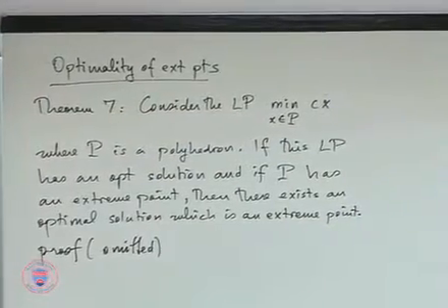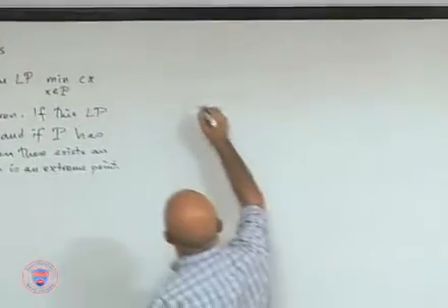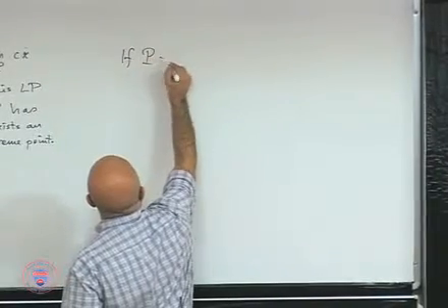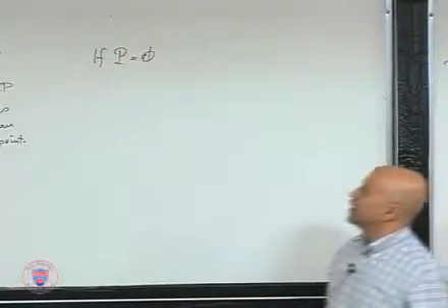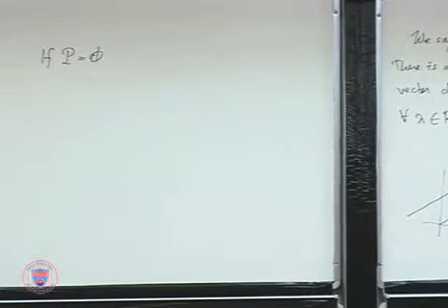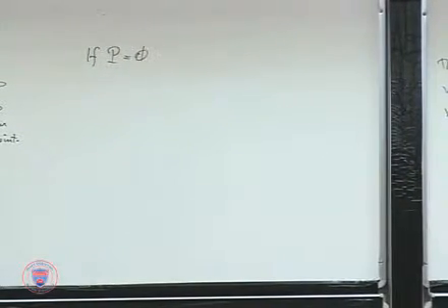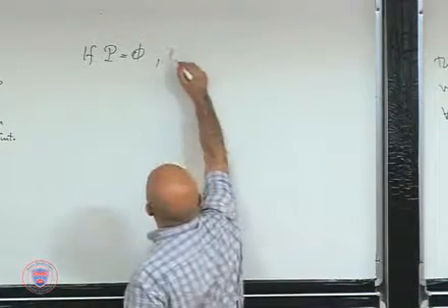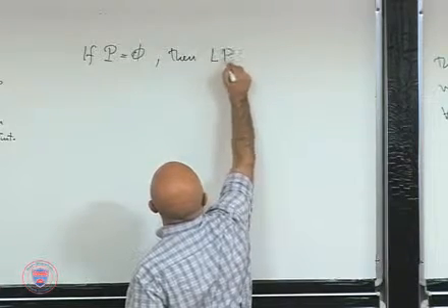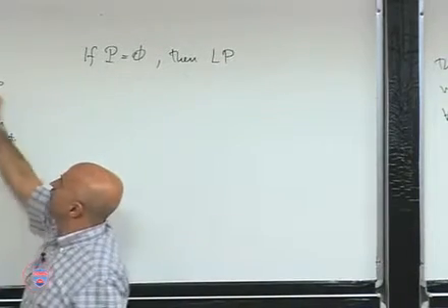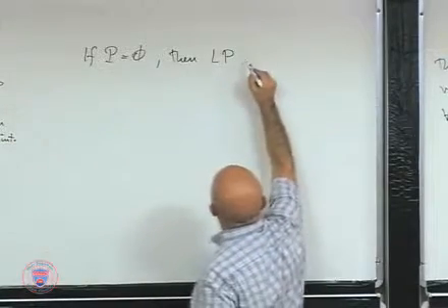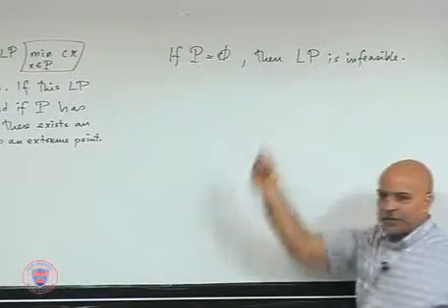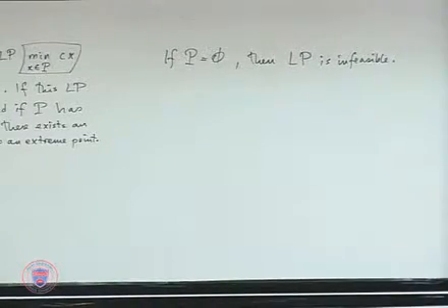So, here are some consequences. If the polyhedral set on which the linear program is defined is empty, then the LP under consideration, this one, is infeasible. So whenever it's infeasible, of course, you don't have an optimal solution. Okay?